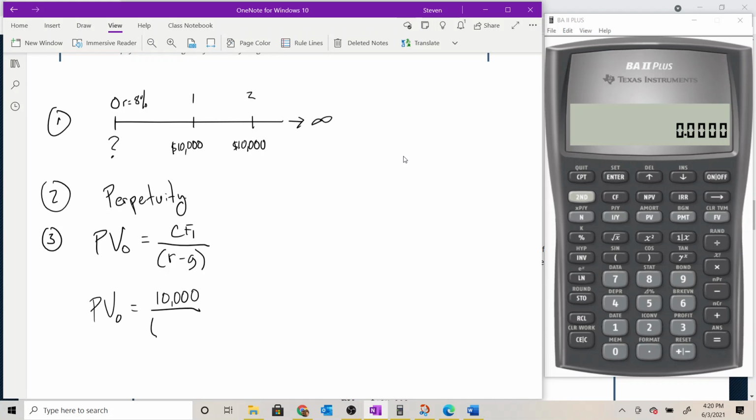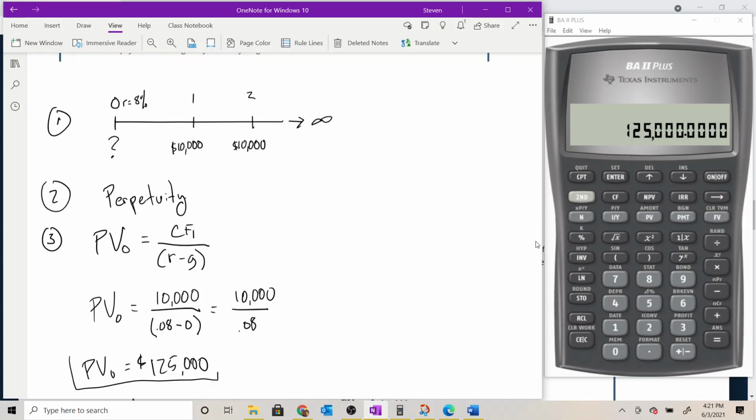Divided by the discount rate, R, which is 8%, expressed as a decimal, that is 0.08, and then minus G, that's the rate of change from one cash flow to the next. Since these cash flows are the same, that guy is 0. Right, so that is equal to 10,000 divided by 0.08. So our present value as of time period 0 is equal to 10,000 divided by 0.08, which is $125,000.